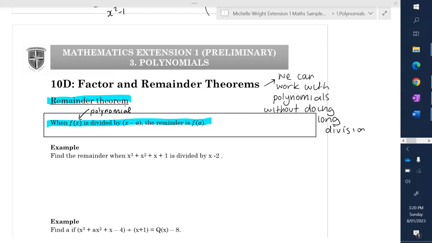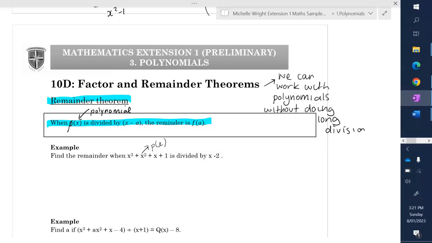So the example here is saying, find the remainder when x cubed plus x squared plus x plus 1 is divided by x minus 2. So this is our polynomial, f of x, or I actually like to call it p of x, because p for polynomial makes a lot more sense, but it is a function, so f is okay. So we're going to find the remainder. Let's use the rule. It says when p of x is divided by x minus a, the remainder is going to be f of a, or p of a.